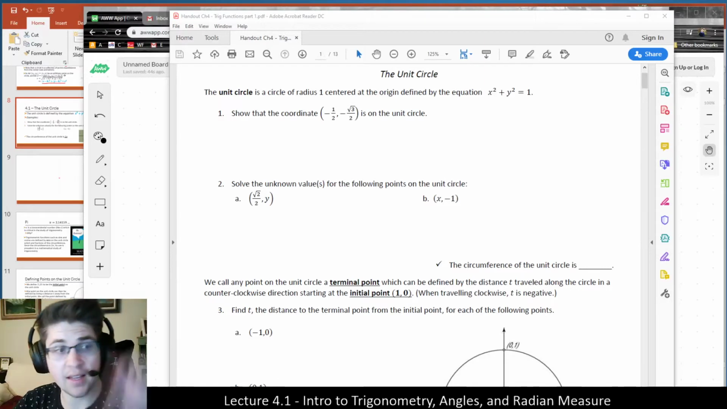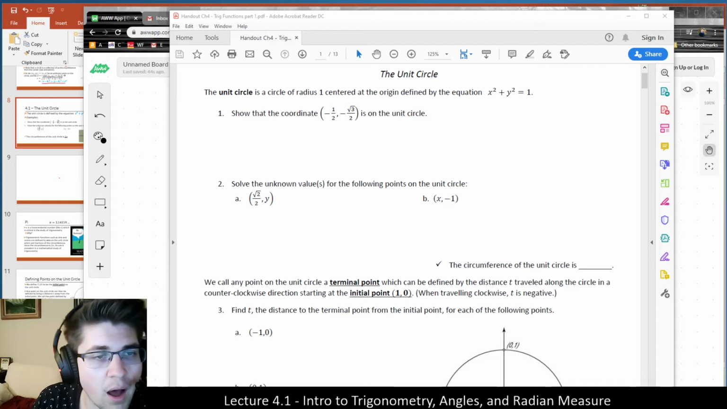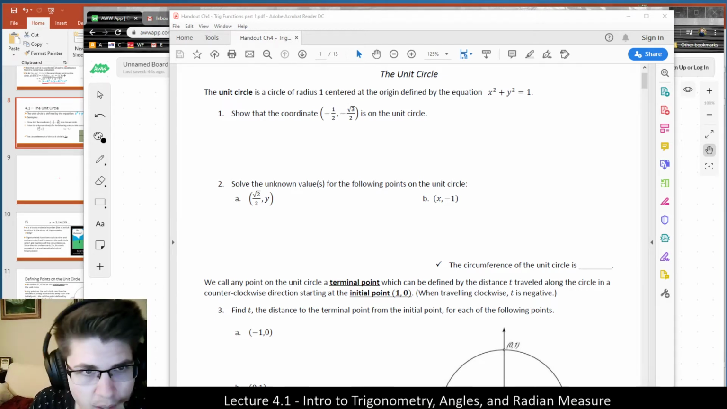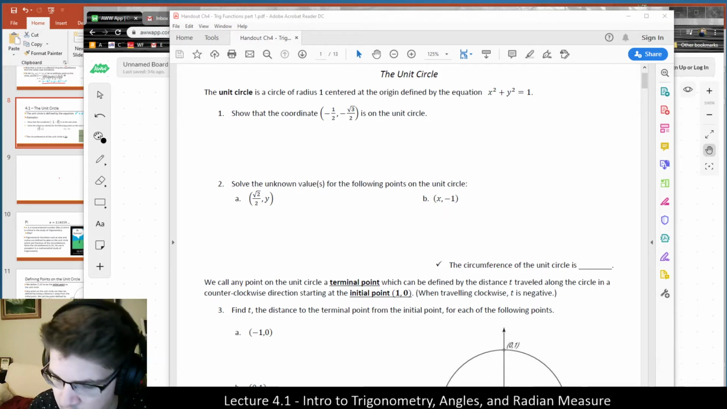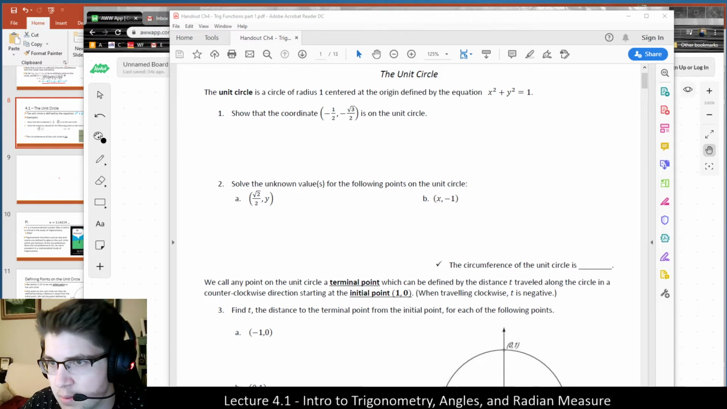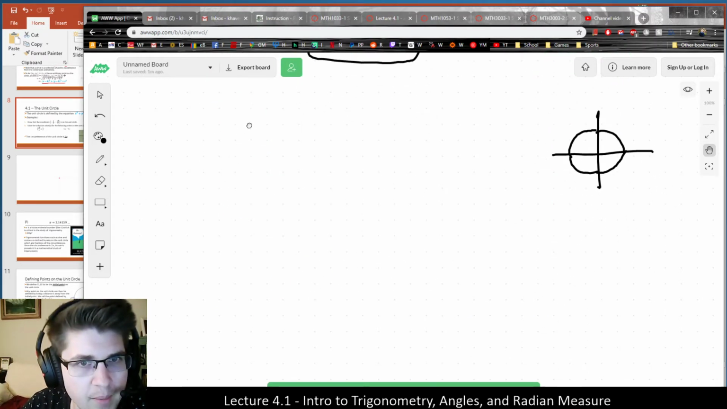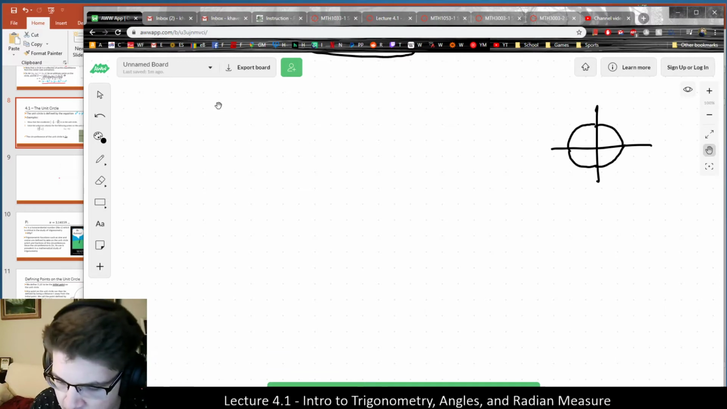To look at example 2b, it says to solve for the unknown value for the following points on the unit circle, where x is unknown and y must be equal to -1. So let me bring up the whiteboard and let's work on that one. Okay, so we had that x comma -1.